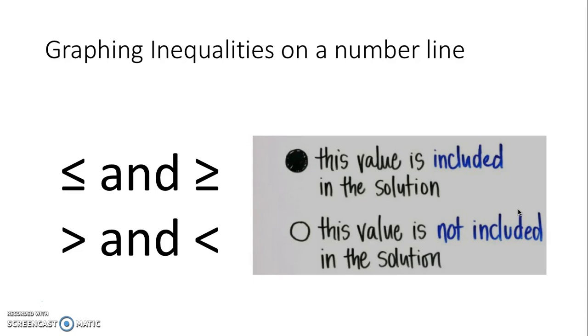Please write this down. When you have a less than or equal to sign or a greater than or equal to sign, you need a solid dot. You're going to use a solid dot, and this means this value is included in the solutions. And when you have an open dot, you're going to be using the greater than or less than sign, and when it's an open dot, this means the value is not included in the solution.